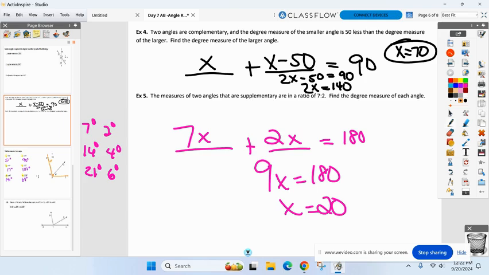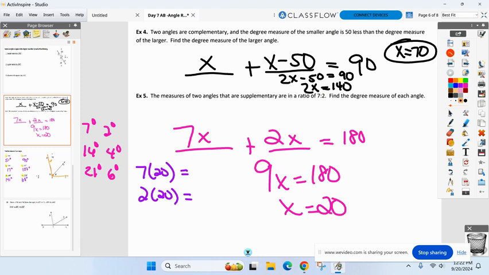The other one is no. 7. No, that's what I've been talking to you about. This is what I got to multiply 7 and 2 by to get those numbers. So now I do 7 times 20, and I do 2 times 20, and those will give you my angle measurements.